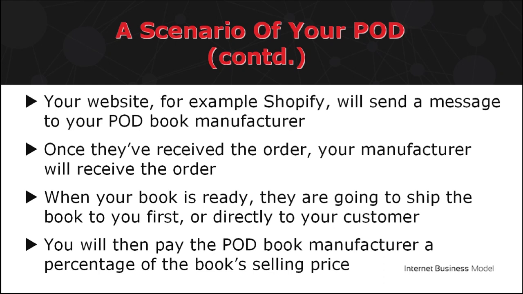Once they've received the order, they're going to print, bind, and package the item into a book. You'll get to see the status of your book production in your Shopify account. When your book's ready, they're going to ship the book to you first or directly to your customer. This depends on your agreement with the manufacturer. You will then pay the POD book manufacturer a percentage of the book's selling price.